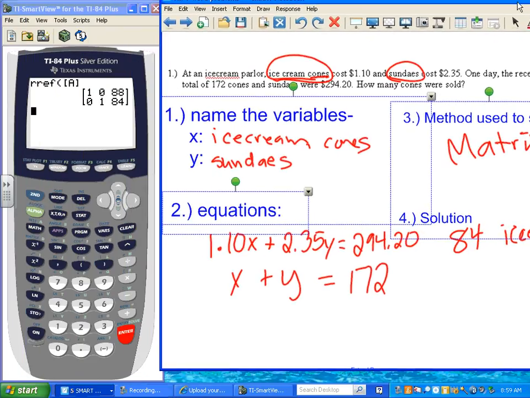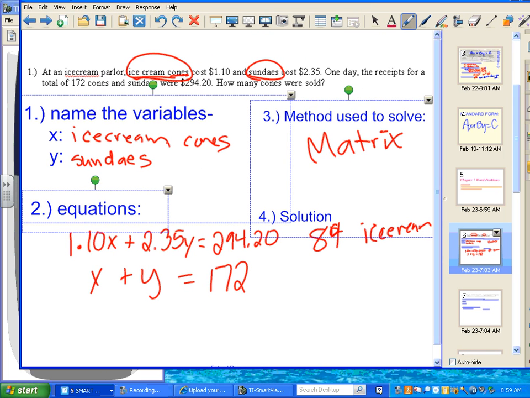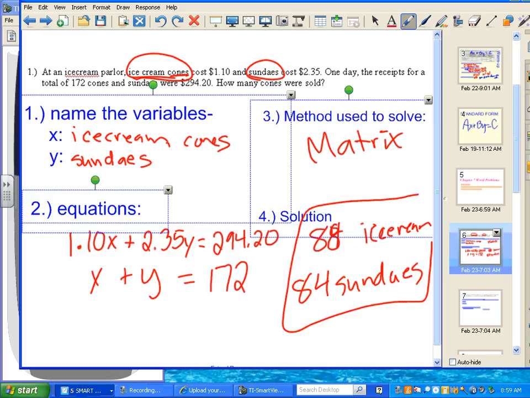Oops, did I do that wrong? Sorry, 88. I was trying to memorize that. 88 ice cream cones and 84 sundaes. So your answer is X equals 88 ice cream cones, Y equals 84, and that deals with sundaes.